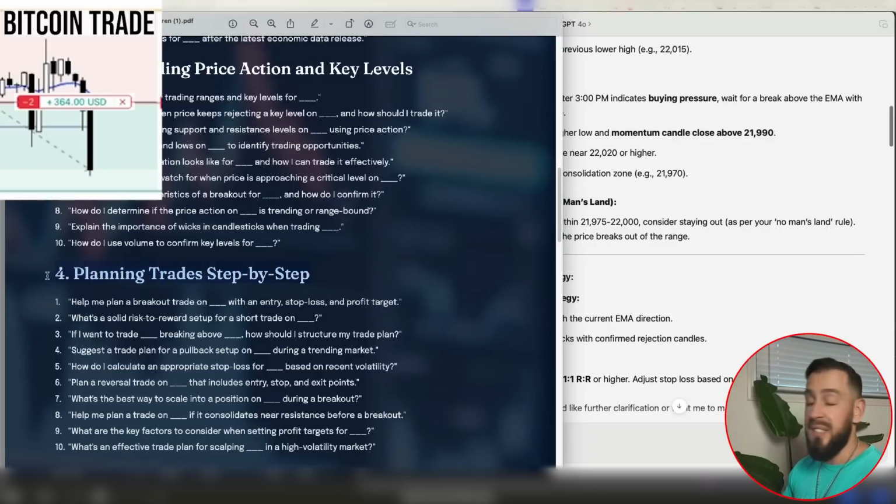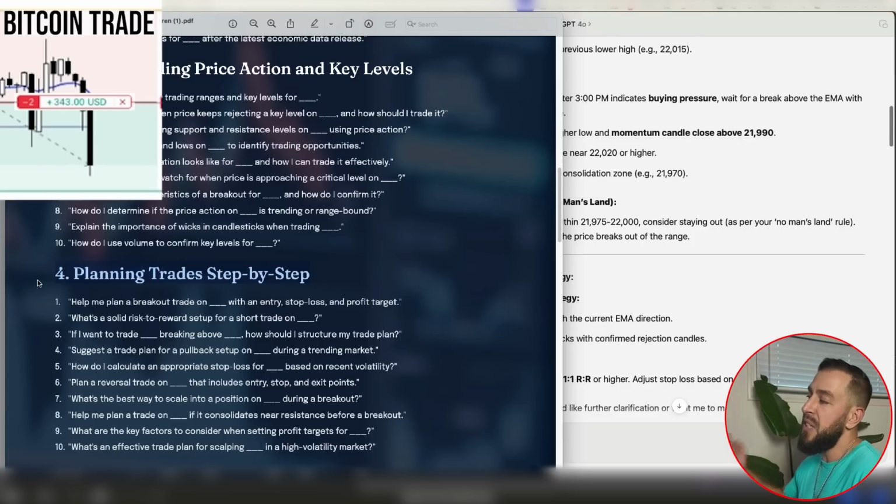The fourth way to use ChatGPT with your trading is planning trades step by step. And this is if you have an idea and you just want some objective feedback on how to actually execute that idea. One of the biggest mistakes I made as a new trader, and I learned this the hard way, I promise you, was just jumping into trades too quickly. And the thing is, your brain is wired to just think about the profits and get excited about them instead of considering the risk carefully. So here's how ChatGPT will help you with this.